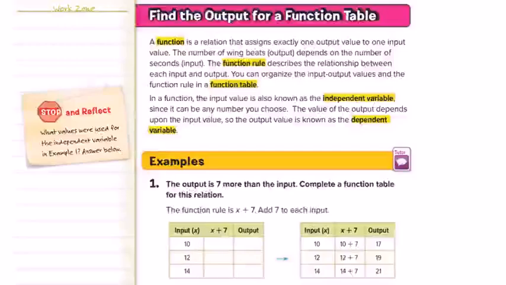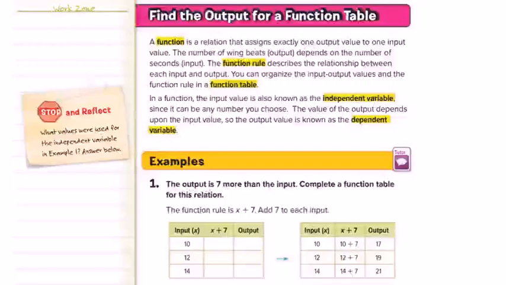So you have a column for your input, or your x, and then in the middle it shows your function rule, and then on the right it shows your output. So it's kind of like a little machine. You do your input, it goes through whatever the function rule is, and then gives you your output.